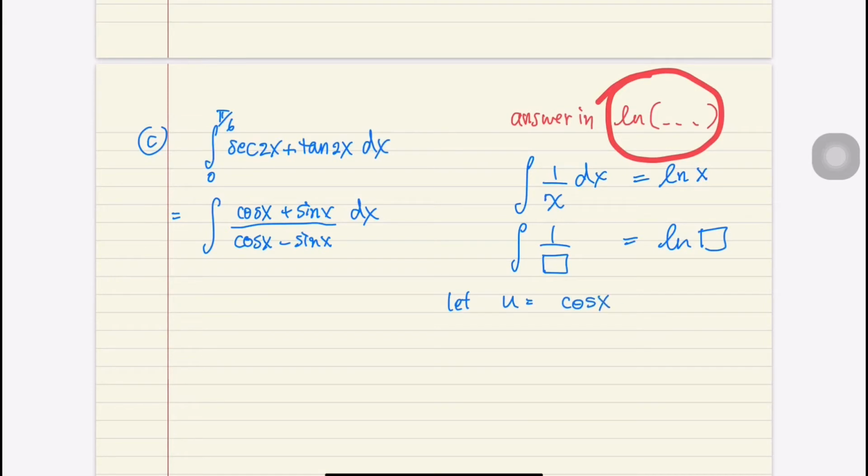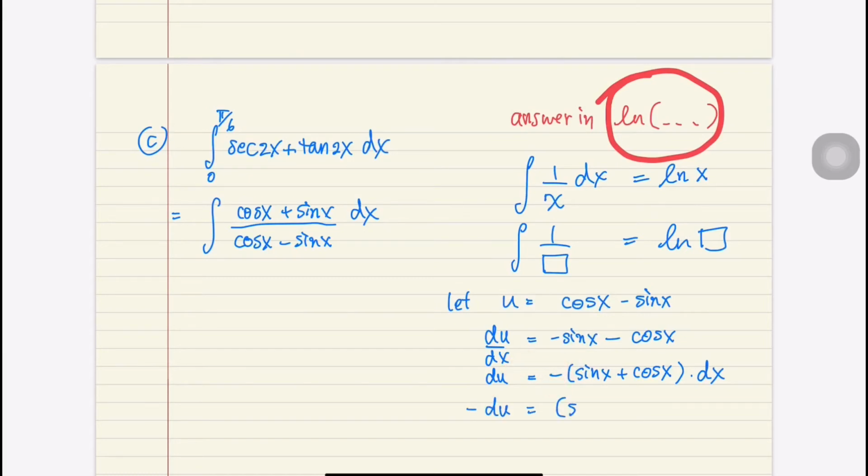Okay, so I'm gonna let u equal cos x minus sine x. So you differentiate it, so du by dx equals, differentiate cos, you get minus sine, differentiate sine, you get cos. So simplify a bit, it's minus of (sine x plus cos x), and then I move dx up here, so times it by dx, and then if I move minus to the left hand side, I'm gonna get minus du equals (sine x plus cos x) times dx, right?